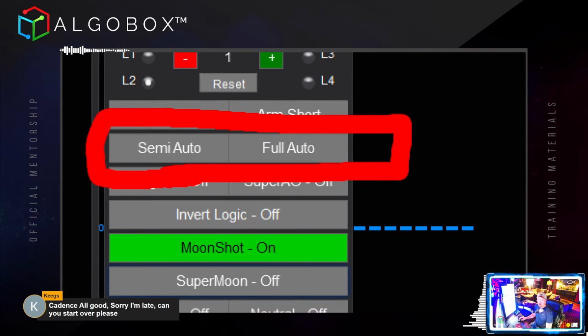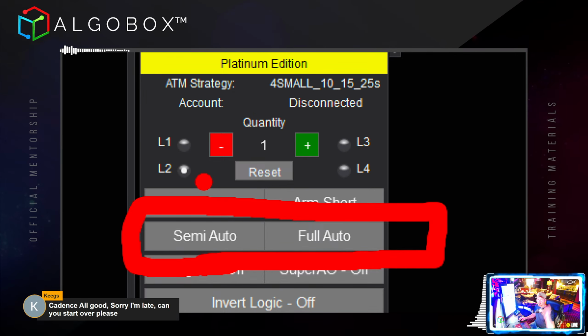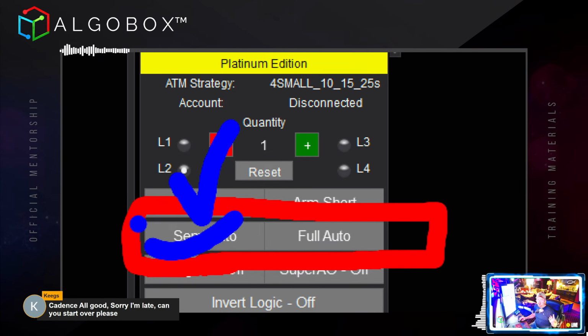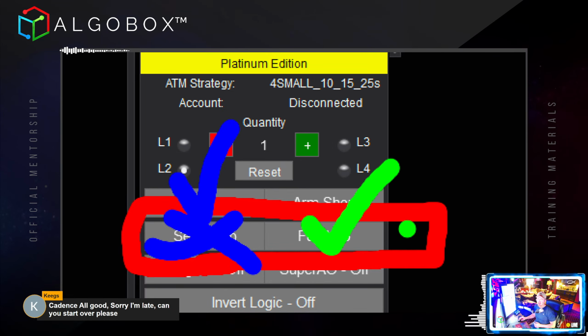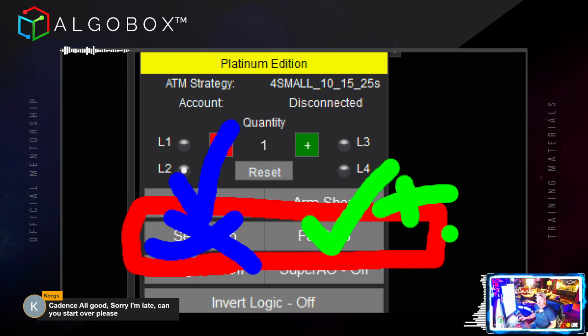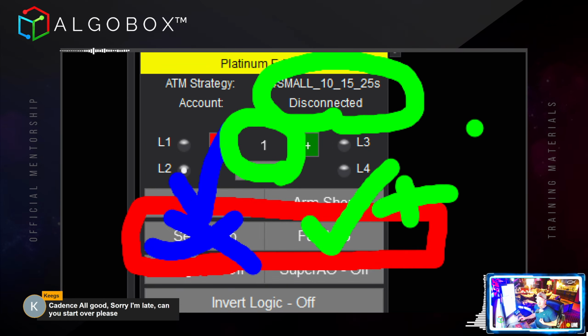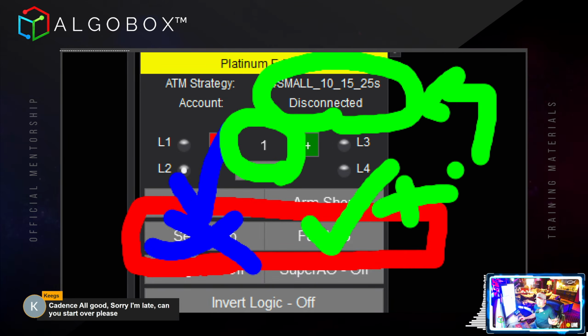Semi-auto and full auto, the difference. Semi-auto is only going to enter on the first Enigma in a scenario where we have a double Enigma. On semi-auto, it's just going to fire the first one and then disable itself. A full auto, she's green and she's staying green. She is going to go in and keep hitting. Does that make sense? And it will fire as many Enigmas as show up times your ATM quantity.